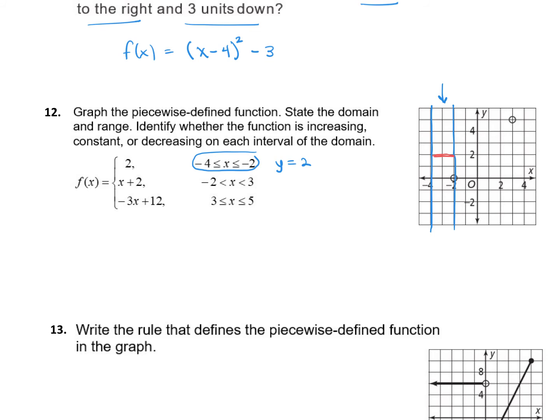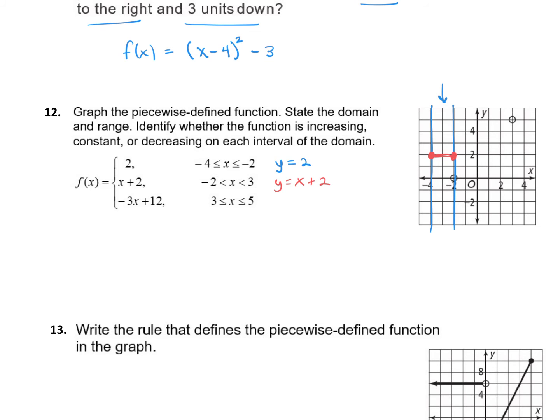And then it's going to have open or closed circles. Where it hits the -4 has a less than or equal to, that's a closed circle. Where it hits the -2 has that less than or equal to, that's a closed circle. All right, our second function is x plus 2. So that's just y equals x plus 2. And we want to graph that line over this interval, just from -2 to +3.